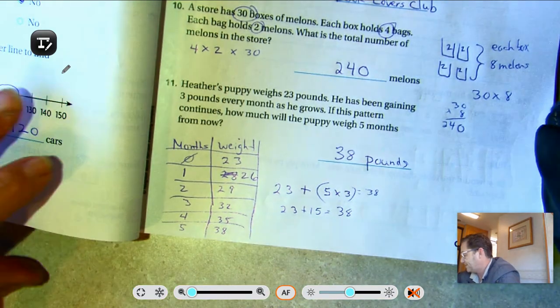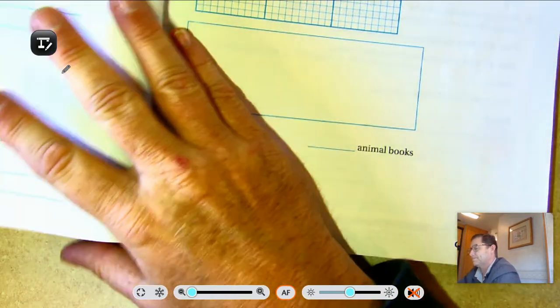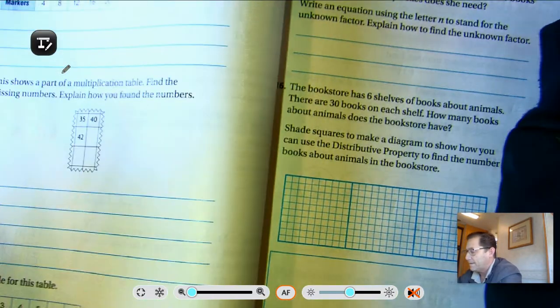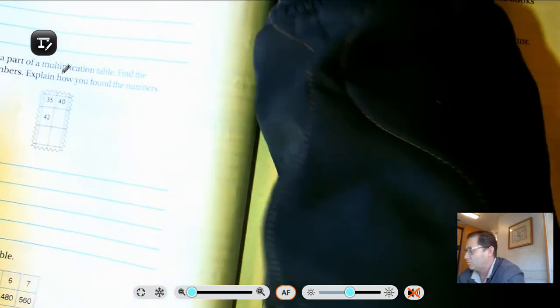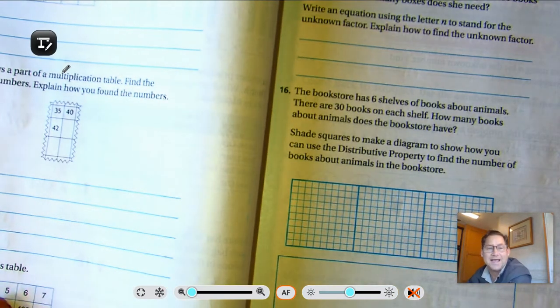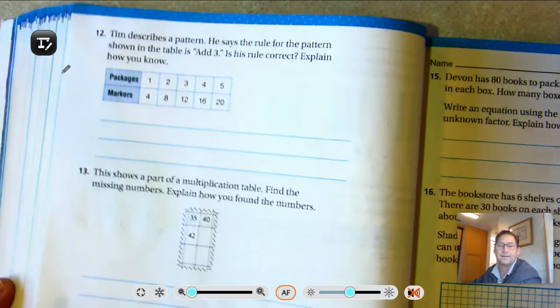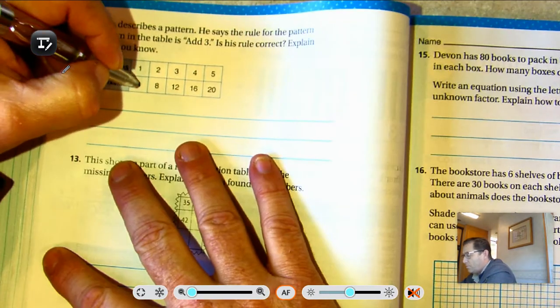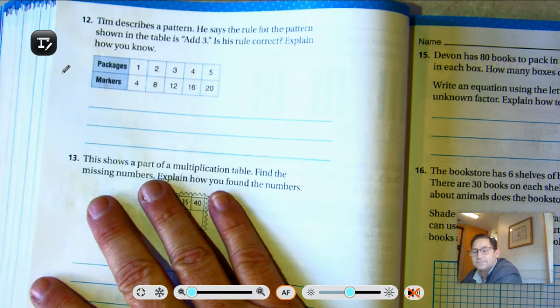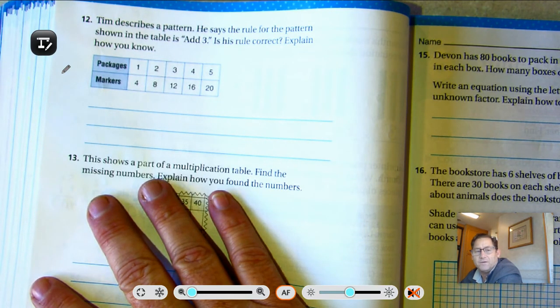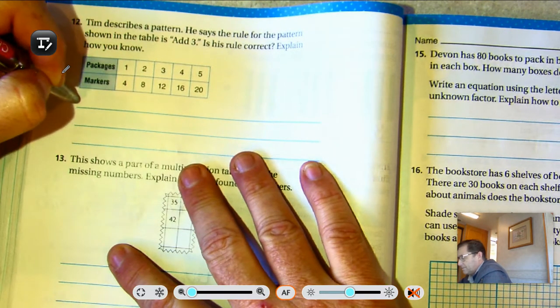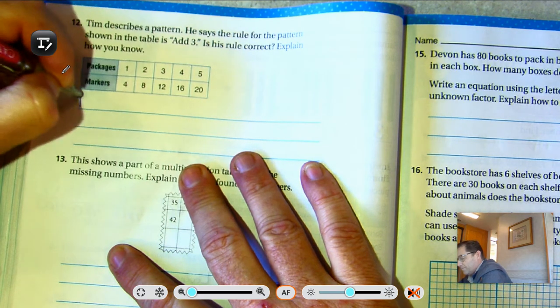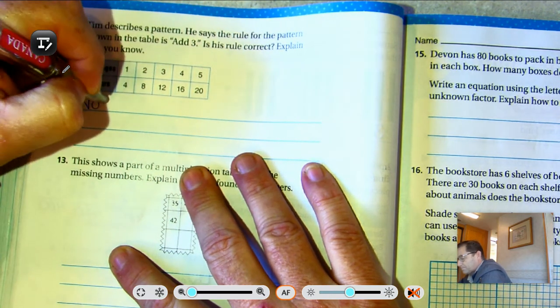All right, page 214. Number 12. Tim describes a pattern. He says the rule for the pattern shown in the table is add 3. Is his rule correct? Explain how you know. Well, is 4 plus 3 8? No, 4 plus 3 is 7, right? 8 plus 3 is not 12. 8 plus 3 is 11. So no, his rule is his rule correct? No.